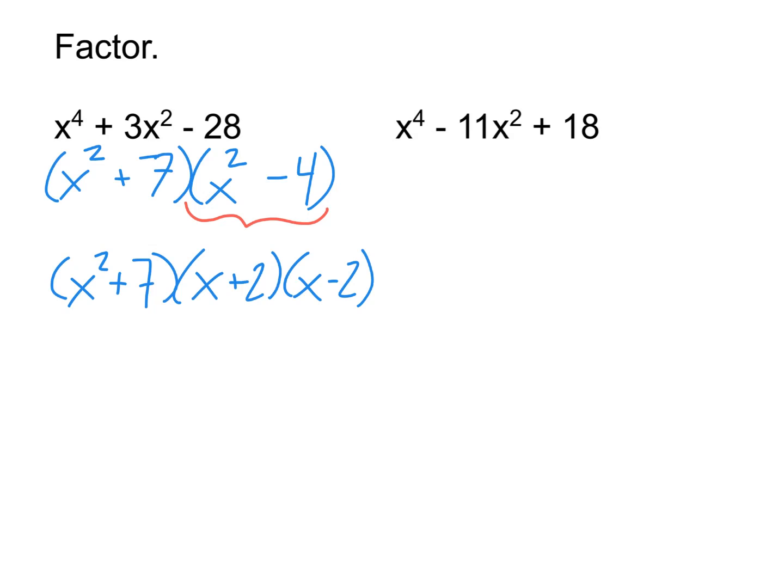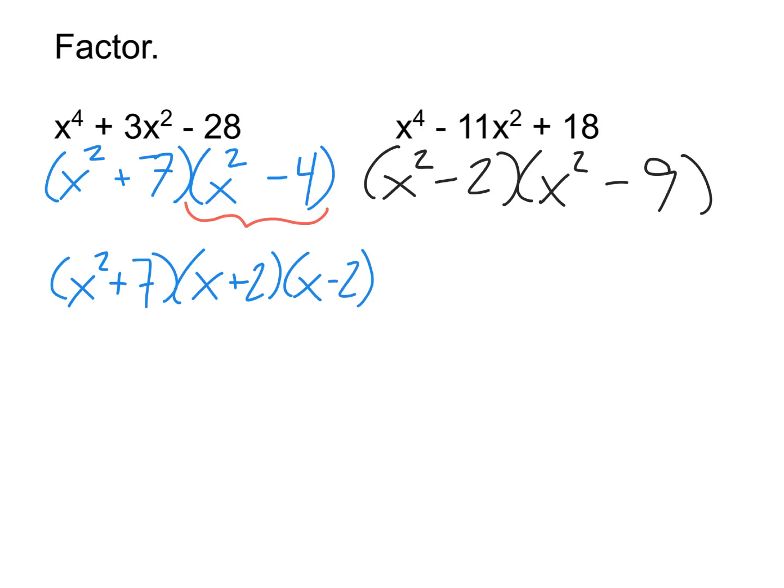Hopefully right away you're thinking, okay, well I have to add to the middle number and multiply to the last number again. And so that's what we're going to do first. The only difference is that each of these parentheses is going to start with an x squared instead of just starting with an x. So then I think, what multiplies to a positive 18 and adds to a negative 11? That's going to be a negative 9 and a negative 2.